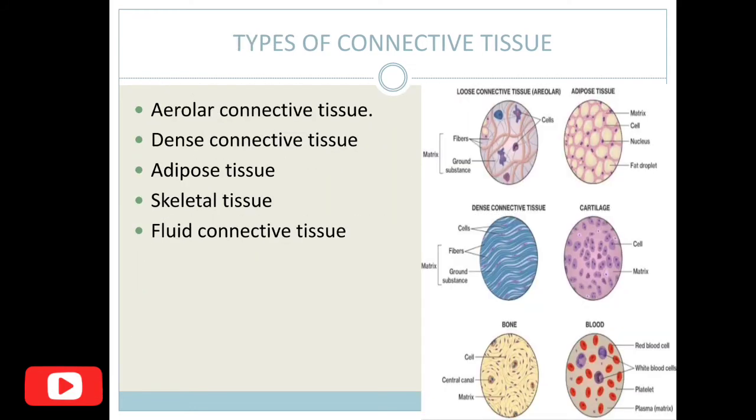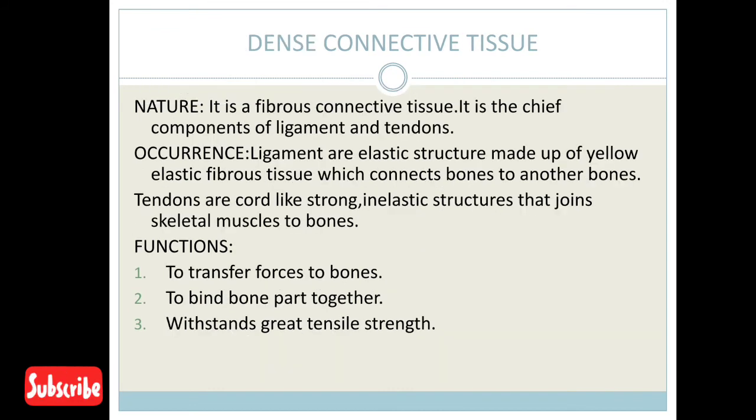So you can see here in the picture the dense connective tissue, and the function is that it binds the bone parts together, then it withstands or gives the tensile strength, and also it transfers the forces to the bones. So these are the different functions of the dense connective tissue.